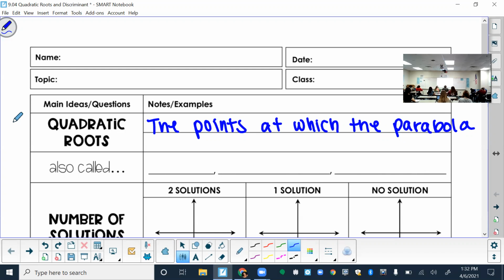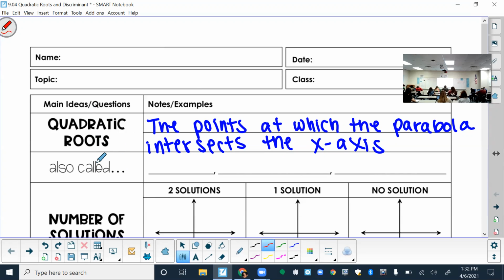All right, but the quadratic roots are going to be the points at which the parabola intersects the x-axis. All right, so the points at which the parabola intersects the x-axis are going to be your quadratic roots.